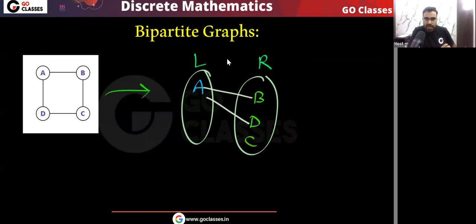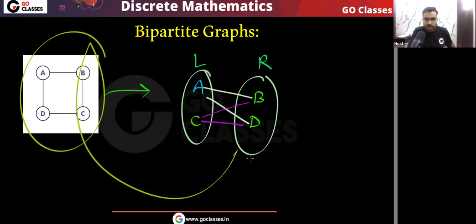I want to create a bipartition such that in this part every two vertices are non-adjacent, in this part every two vertices are non-adjacent, and every edge is between these two parts. So I will put this vertex C here. Now everything is fine, because A comma C are non-adjacent, there is no edge between A comma C, and B comma D are non-adjacent, there is no edge between B comma D. Finally C is adjacent to D, and C is adjacent to B. So for this graph we have this bipartition.